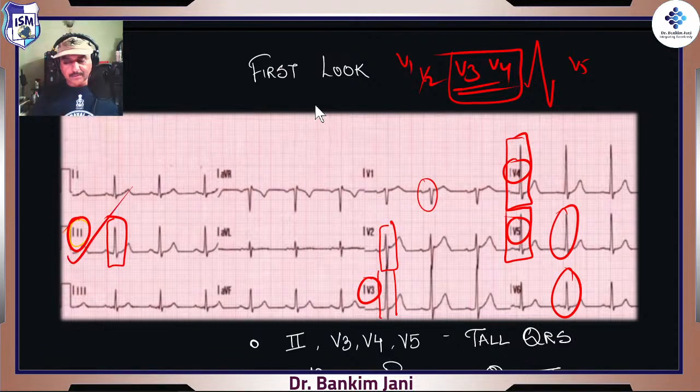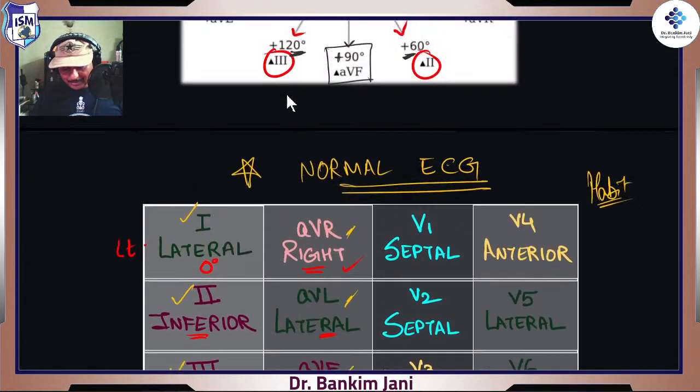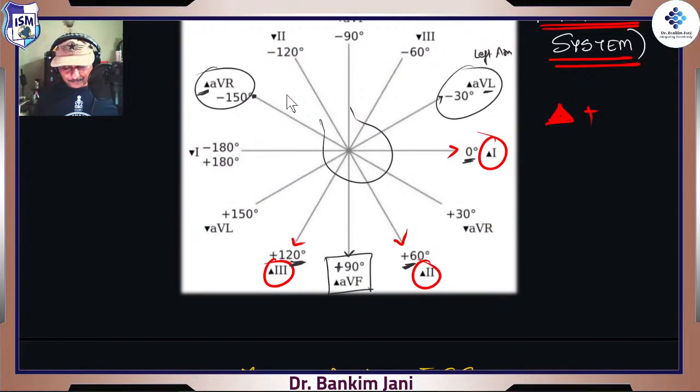V3, V4 are absolutely in front of you, so it is big. Same reason for 2 and 3, because 2 and 3 were lower, so they also watch it in front. So this is one: tall QRS in 2, V3, V4, V5. And AVR is the reverse of 2. It has to be. Why? See, that's 2.